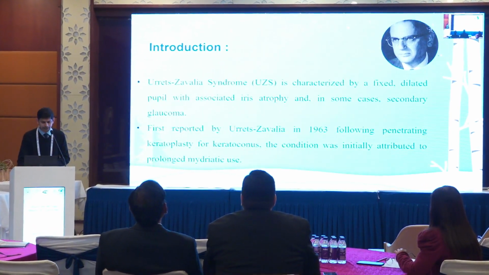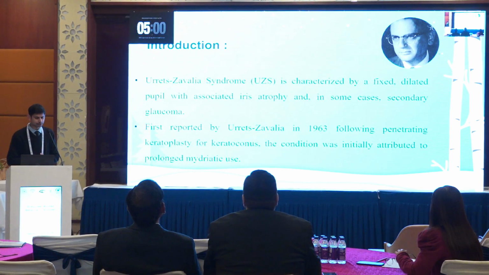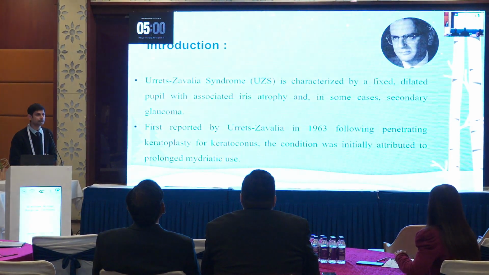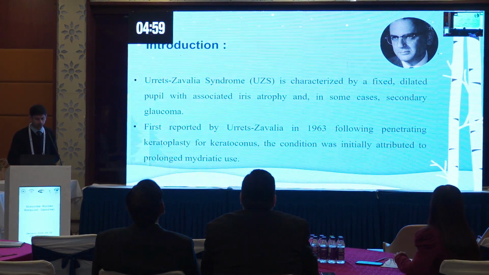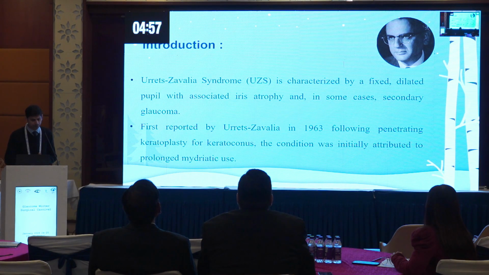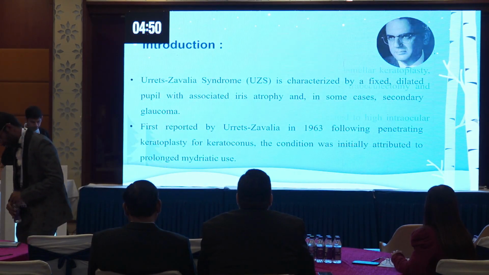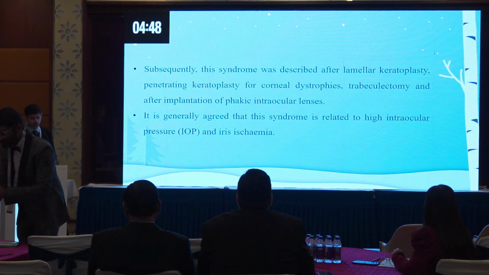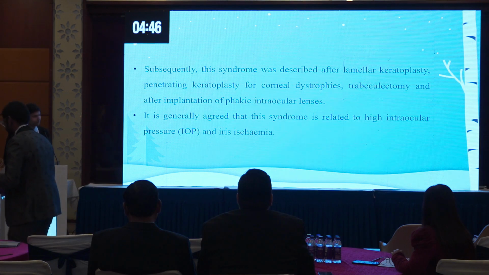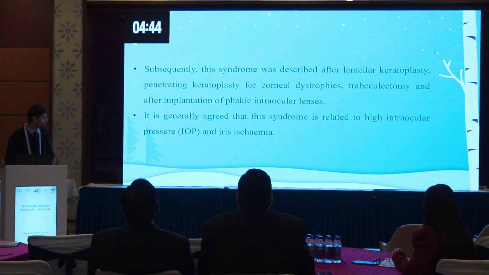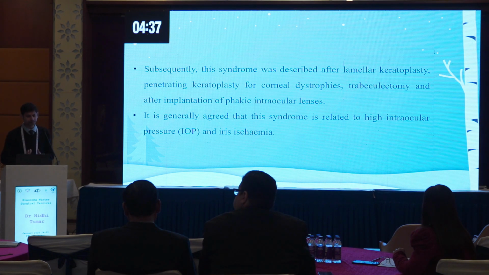Urrets-Zavalia syndrome is characterized by a fixed dilated pupil with associated iris atrophy and, in some cases, secondary glaucoma. First reported by Urrets-Zavalia in 1963, following penetrating keratoplasty for keratoconus, the condition was initially attributed to prolonged mydriatic use. Subsequently, this syndrome was described after lamellar keratoplasty, penetrating keratoplasty for corneal dystrophies, trabeculectomy, and after implantation of phakic intraocular lens. It is generally agreed that this syndrome is related to high intraocular pressure and iris ischemia.